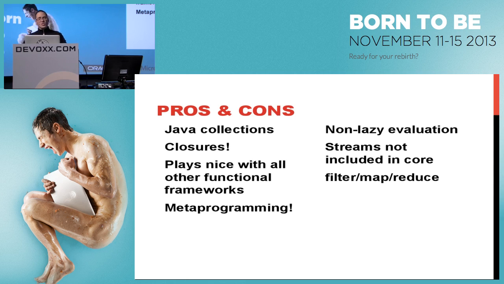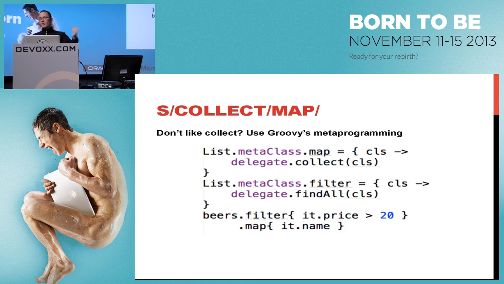The disadvantages are that these methods are not lazily evaluated. The streams are not included in core, and of course the names, whether you like filter, map, reduce, or you like collect and inject, it's up to you. Remember that I said something about metaprogramming? If you really want to have those method names, filter, map, and reduce, use metaprogramming. In that way, you can create method aliases and then call them as if those methods were already defined by the GDK. There's no problem.